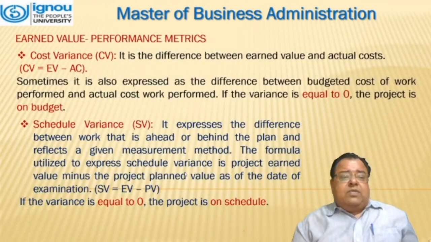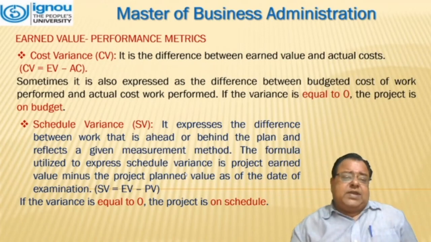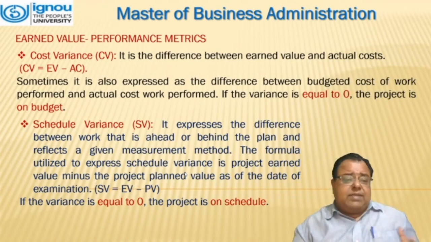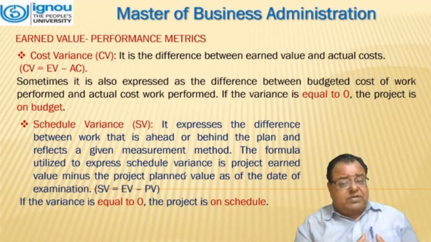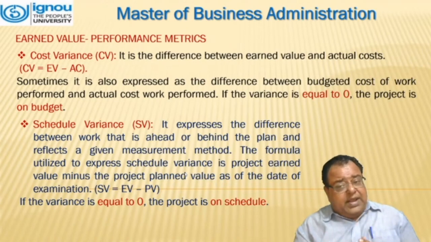Now, earned value and performance metrics. Cost variance is the difference between the earned value and the actual cost. That is CV is equal to EV minus AC. Sometimes it is also expressed as the difference of budgeted cost of work performed and the actual cost of work performed. If the variance is zero, the project is on budget.